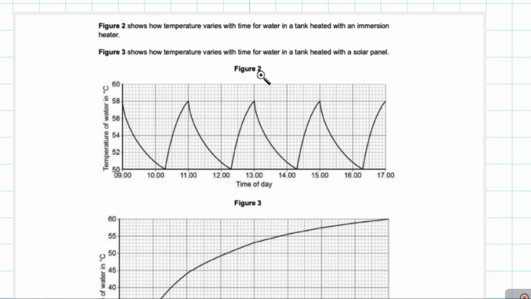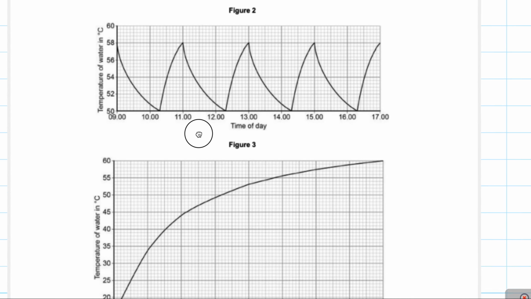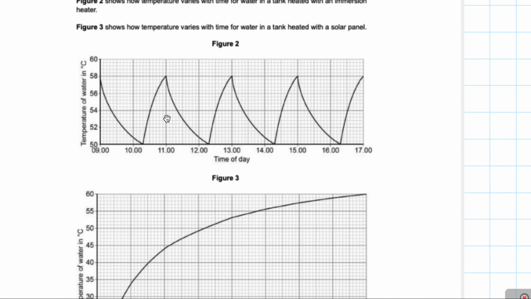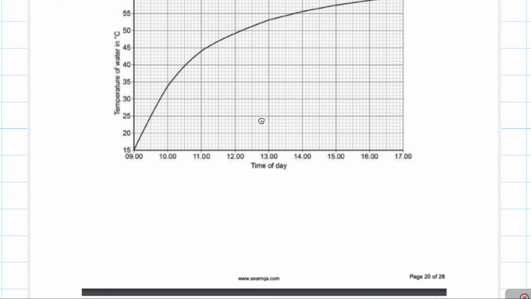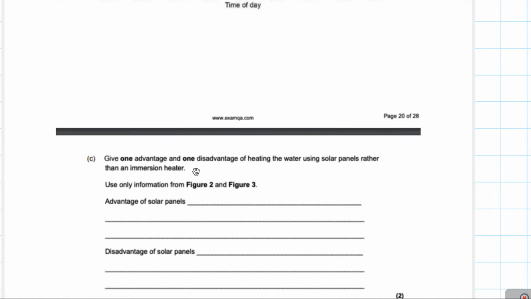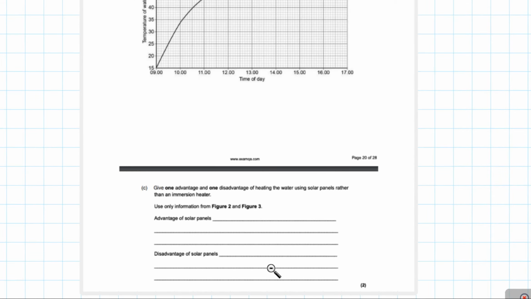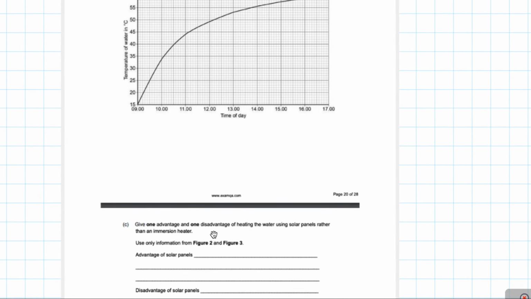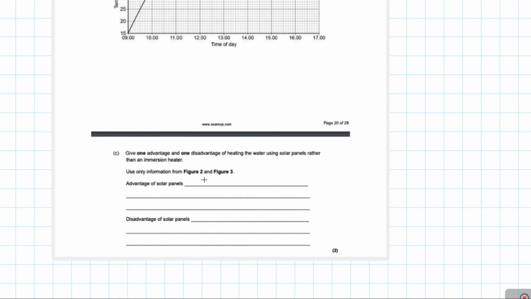Figure 2 shows how the temperature varies with time, and this is for a tank and immersion heater, and this is for the water for a solar panel. We have one advantage and disadvantage of heating the water using the solar panels rather than an immersion heater. So an advantage of the solar panels is that it's just continuously heated from the sun. So at least for this time frame, you will always have hot water on demand.